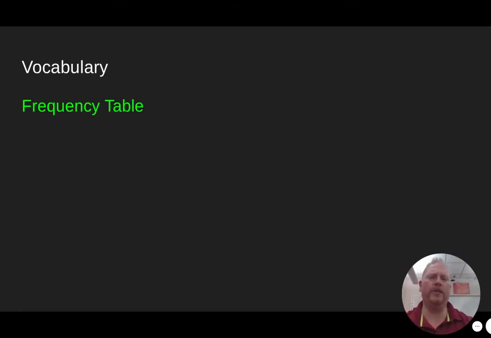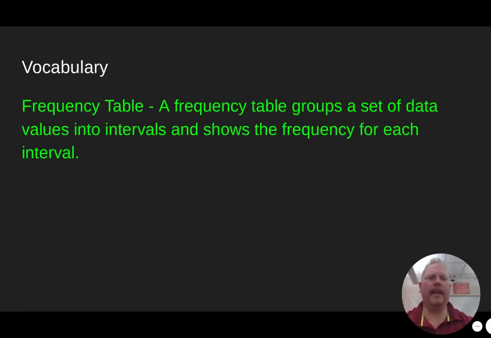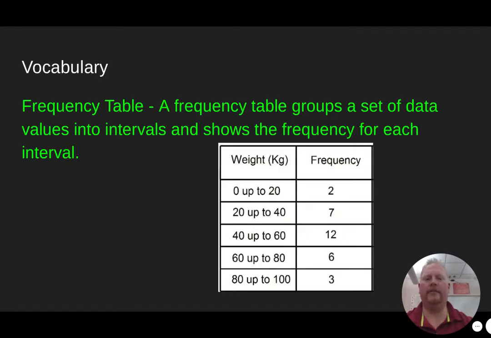First off, a frequency table is a table that groups a set of data values into intervals and then shows the frequency of each interval. For instance, let's say you work at a vet and you weigh dogs. We can take all the dogs that we've weighed and put them into categories, from 0 to 20 pounds, 20 to 40, 40 to 60, you see the intervals there. Then just count up how many dogs fit in each category. When we put that on a table, that's a frequency table.